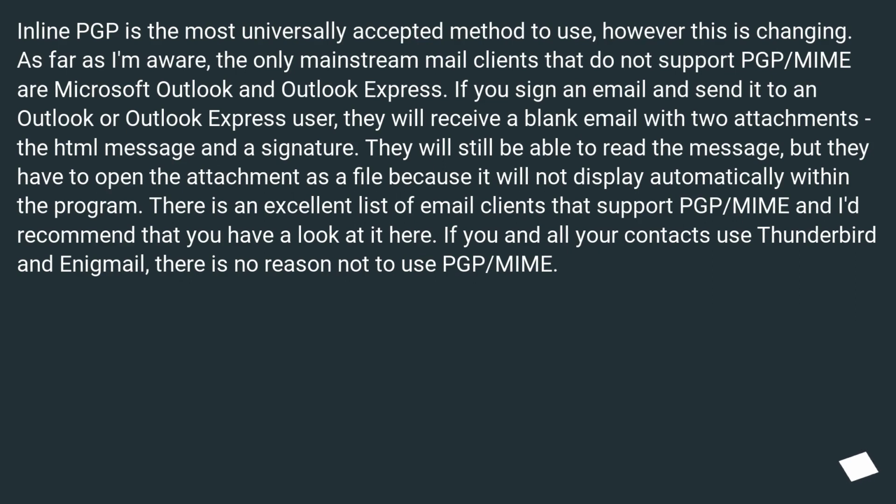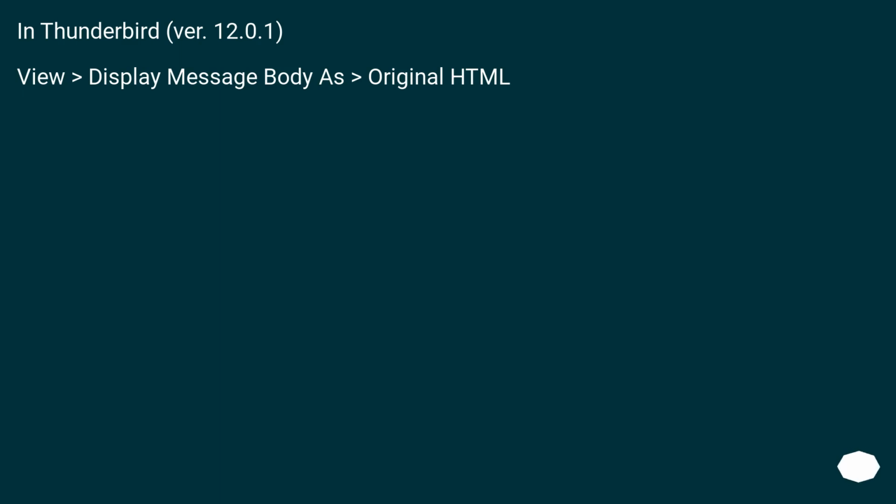There is an excellent list of email clients that support PGP/MIME and I'd recommend that you have a look at it here. If you and all your contacts use Thunderbird and Enigmail, there is no reason not to use PGP/MIME. In Thunderbird 12.0.1: View, Display message body as, Original HTML.